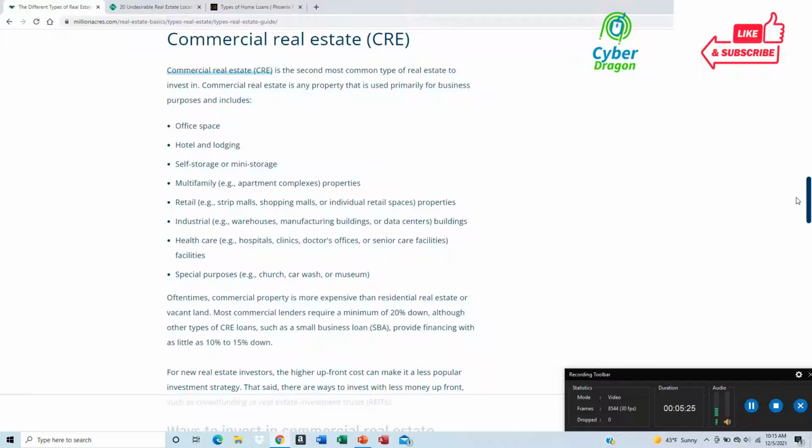Commercial real estate includes office space, retail, self-storage, and hotel lodging. Retail can be small individual properties, shopping malls, or strip malls. Industrial are like warehouses, manufacturing buildings, or data centers. Data centers are used by IT to store server farms for businesses that have a lot of information they couldn't store in one area, so they have a data center for that.